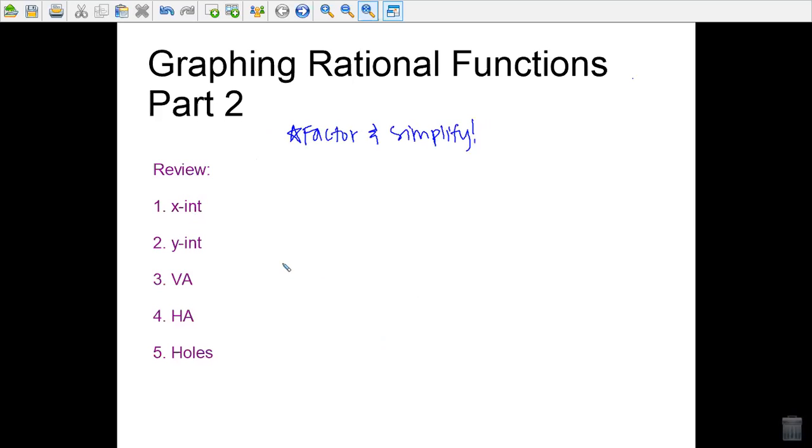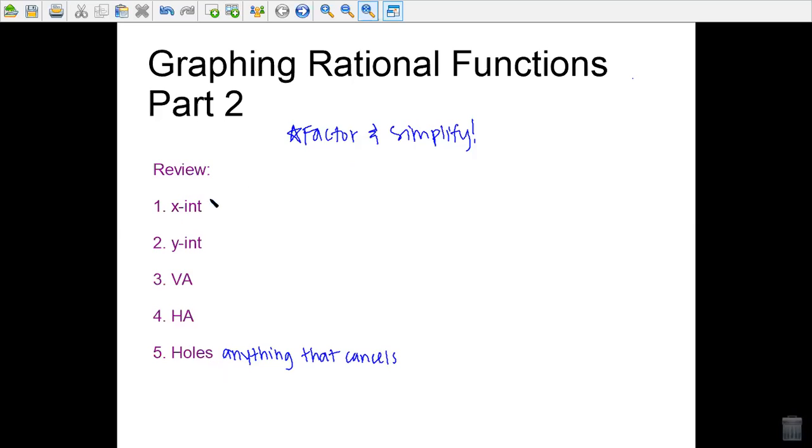Okay, and it's a little bit out of order, but if something factors and cancels and you can simplify your fraction, that's when you have a hole. Anything that cancels is where you're going to have a hole, right? And we do it first, but then we come back to the holes when we get ready to graph, all right? So always factor and cancel if you can.